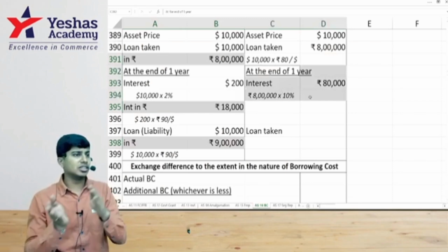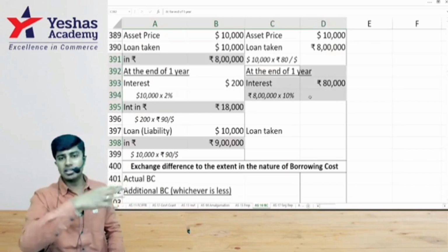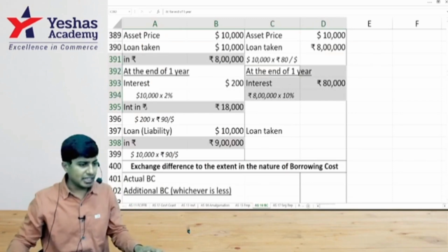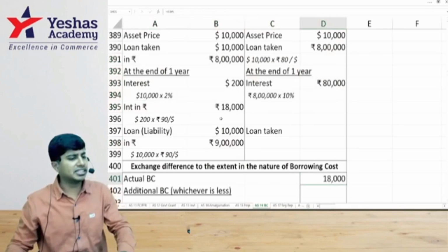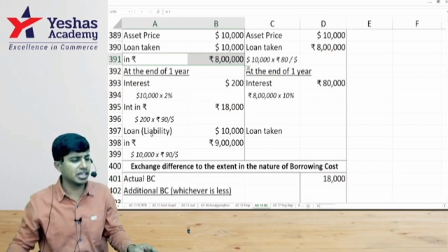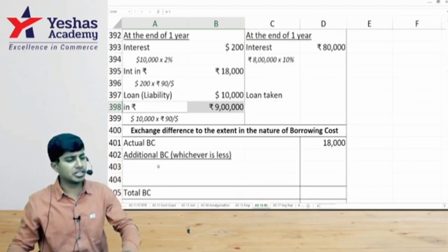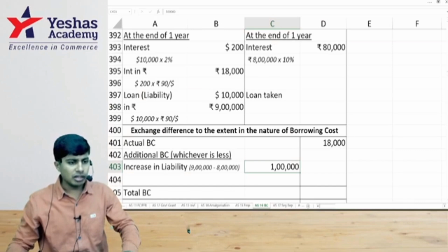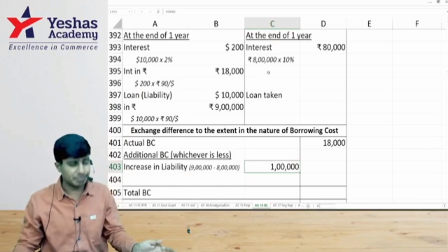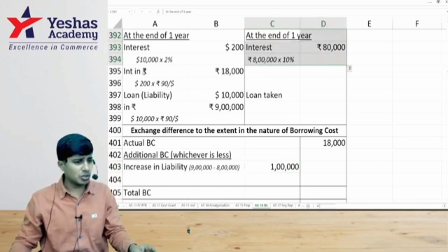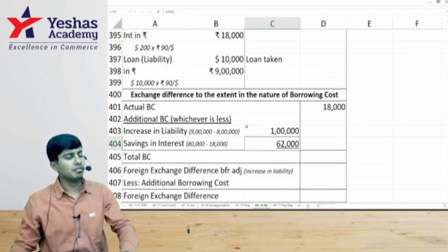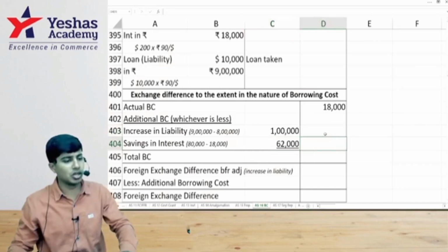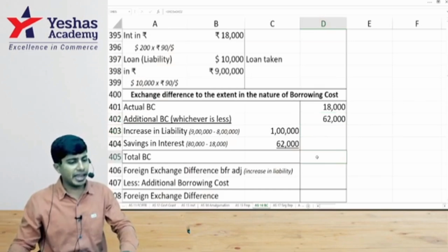So to the extent of 80,000, it is borrowing cost. Beyond that, it is foreign exchange difference. This 18,000 is actual borrowing cost. Next, additional borrowing cost is the difference, the increase in liability from 8 lakh to 9 lakh. How much is that? Or how much is this? What do you say? Our savings in interest. 80,000 to 18,000. How much is the difference between 80 and 18? 62,000. Whichever is less, 62,000 will become your additional borrowing cost. Totally, it would become 80.